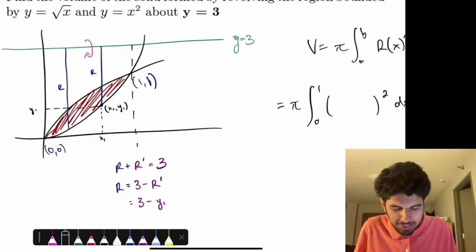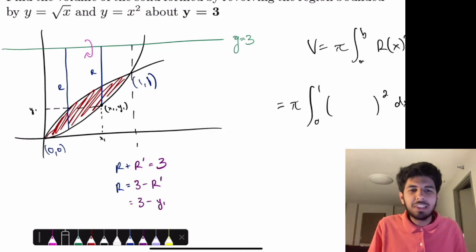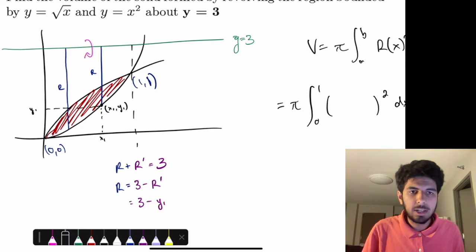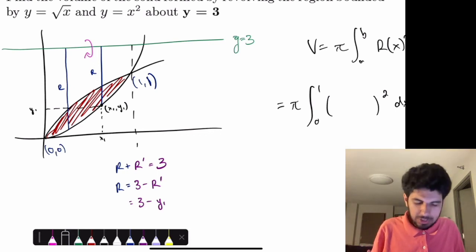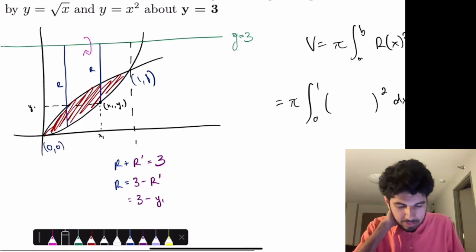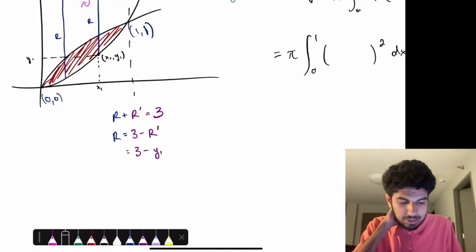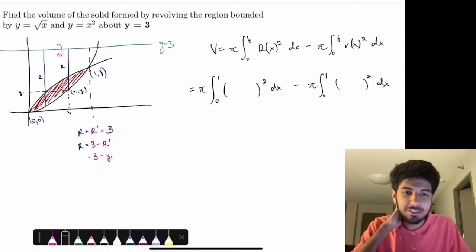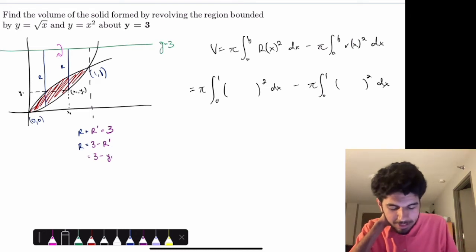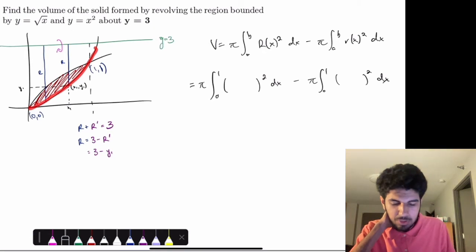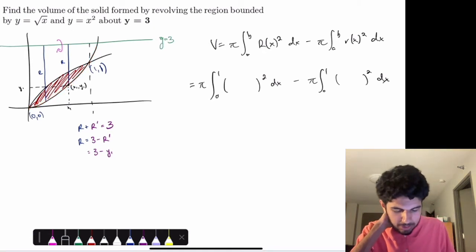Right, so it's sort of like a little game, and maybe this is bringing back some memories of some of the disk problems that we did, where we did this subtraction and whatnot. Very similar idea here. So now the capital R is going to be 3 minus Y1. Okay, but we need it in terms of X, right? Because it's capital R of X. So for that, we need to look at this function right here, which is Y equals X squared.